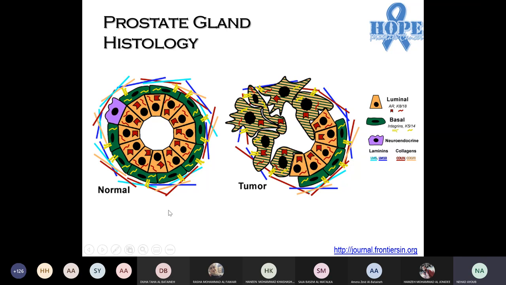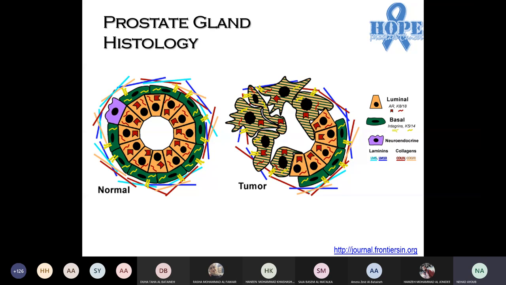Meaning that 80% of prostate cancers normally do express androgen receptor and are sensitive to the hormone. They are sensitive to testosterone and dihydrotestosterone. So let's say the majority, 80% of prostate cancers, are androgen dependent or hormone dependent. What hormone? Testosterone.